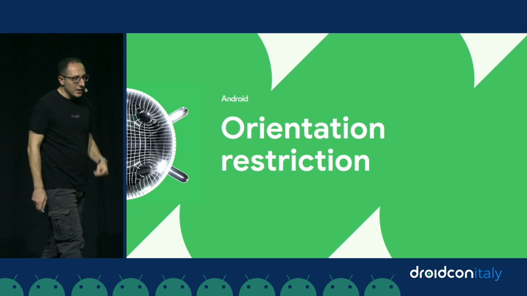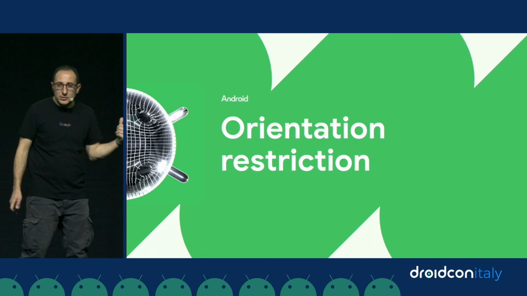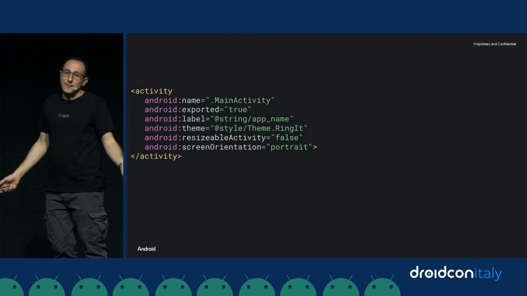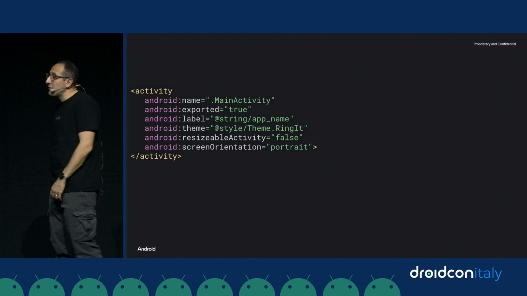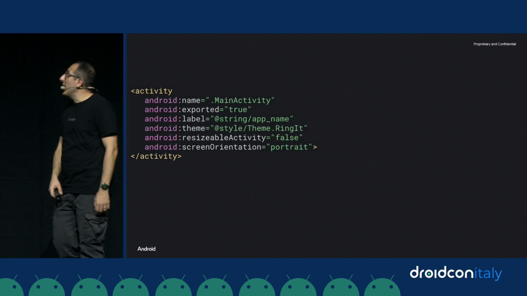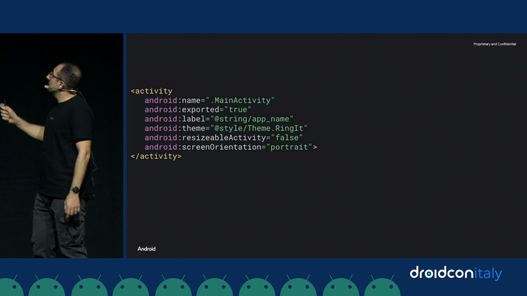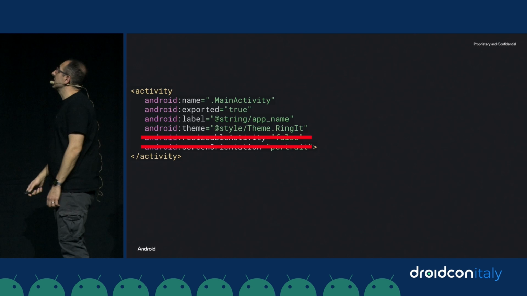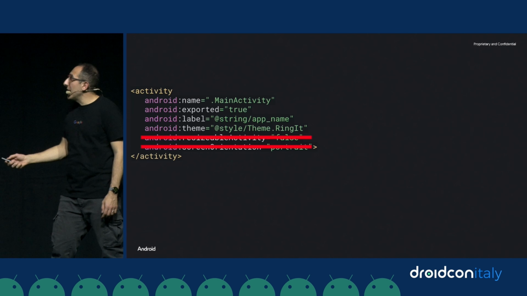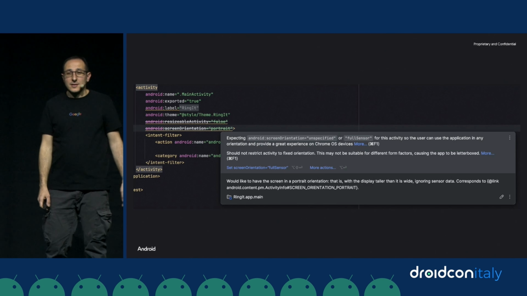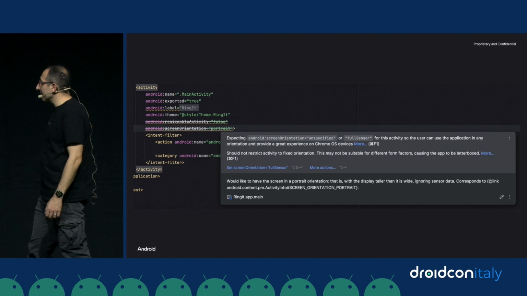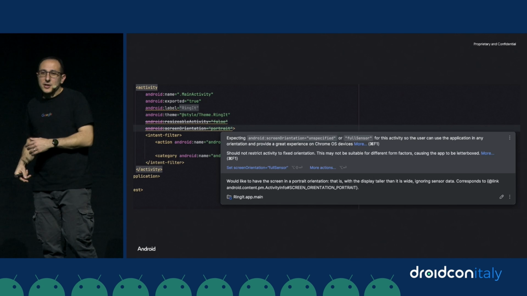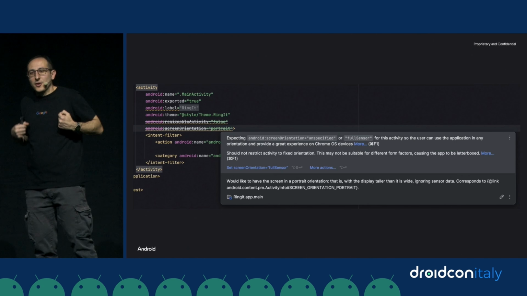So, first, orientation restriction. How do we get rid of this? Well, we need to delete something from here. That's a normal declaration in our manifest for an activity. And you can see that we have here resizeableActivity set to false and the screen orientation to portrait. Well, we need to get rid of those 2 lines. Also because Android Studio is pretty clear about it. So that's the first step. That was easy, right? Also, if you are calling setRequestedOrientation, that counts as well. So you should not call setRequestedOrientation.